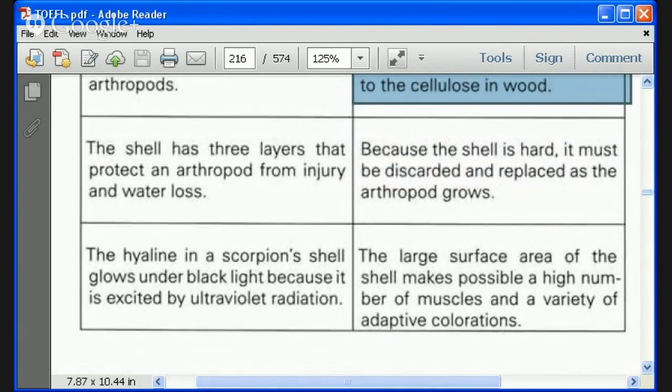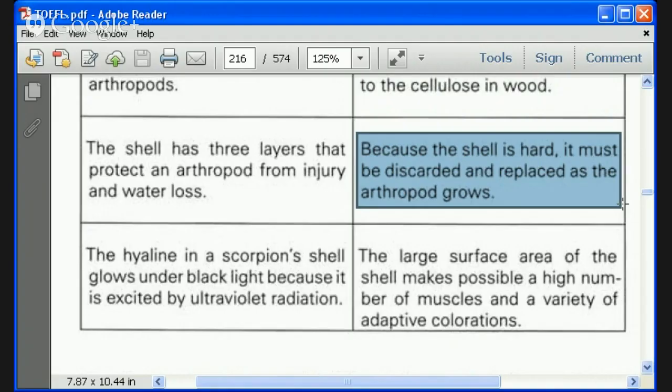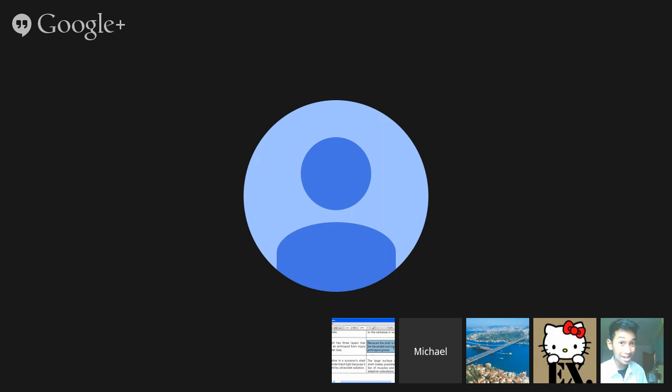Very good. Michael, let's look at the next one. Because the shell is hard, it must be discarded and replaced as the arthropod grows. Yeah, it's about the shell in general. About the shell in general. Yeah. Okay. Of the arthropod. Yeah.